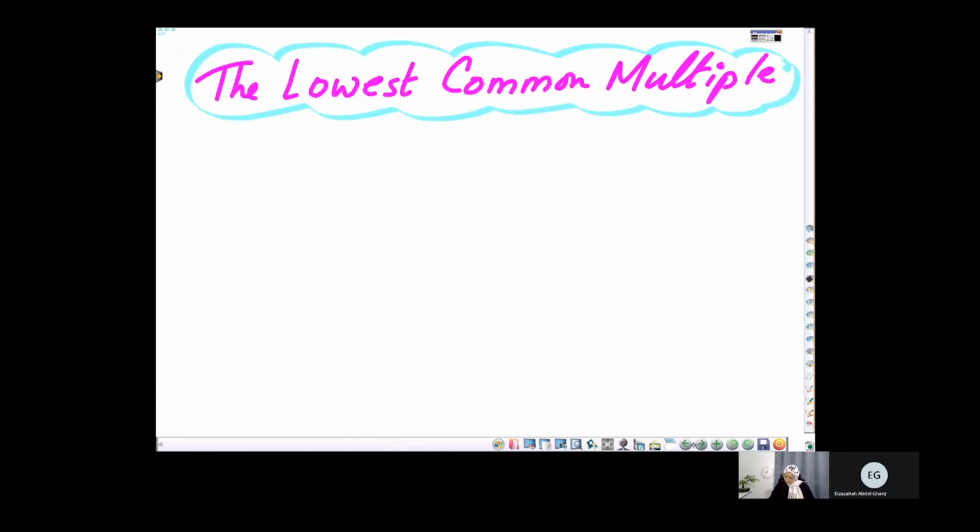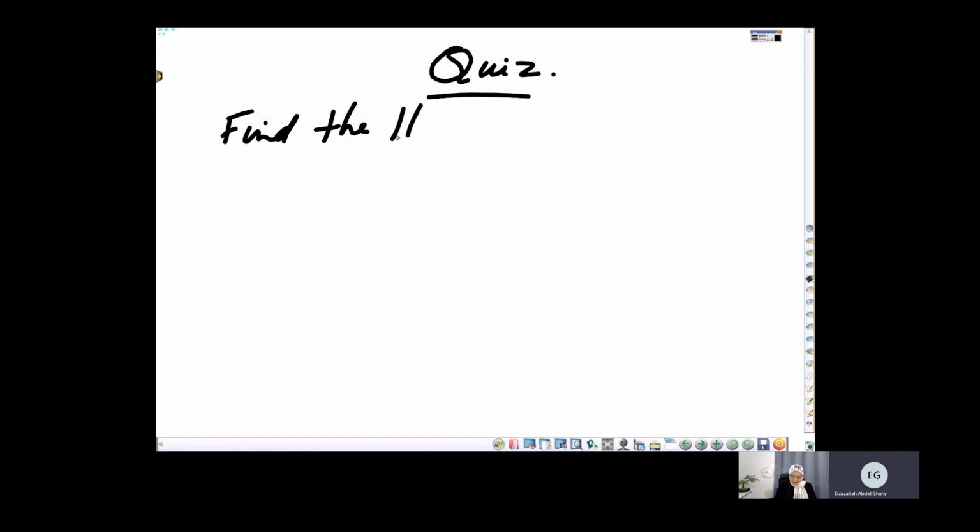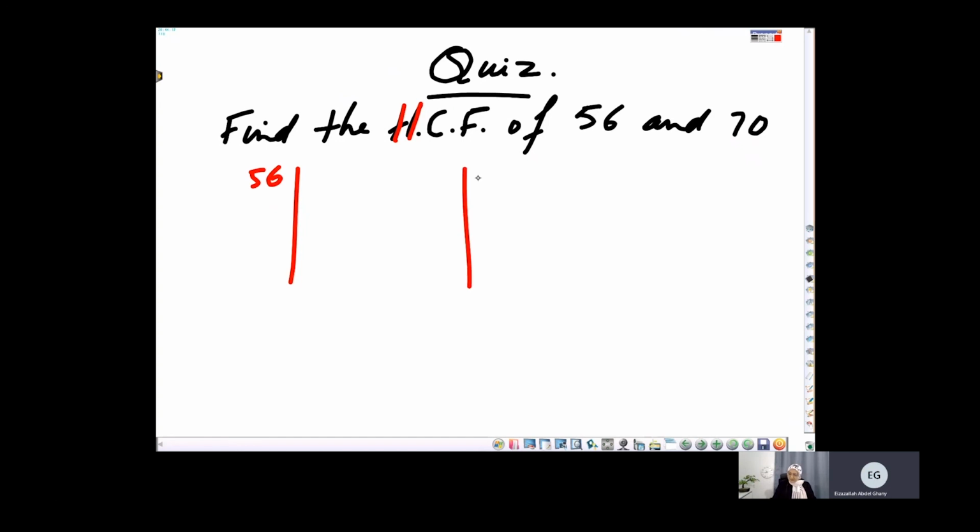Now before the lowest common multiple, let's take a quiz. Find the highest common factor of 56 and 70. Who will say it? Let's remember, the letter H is having how many sticks? 2. We'll make one stick for the 56 and another stick for the 70.